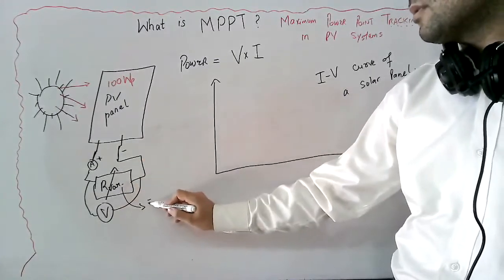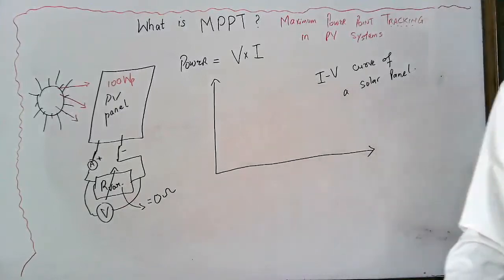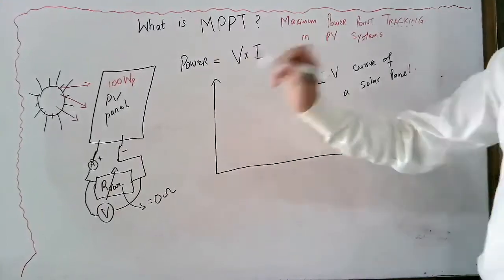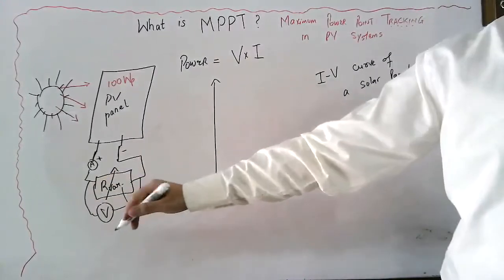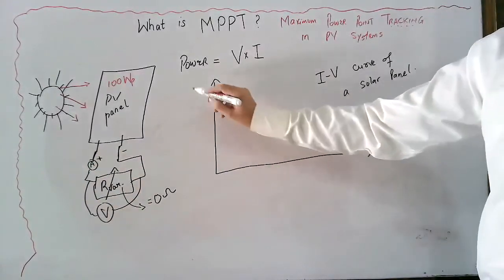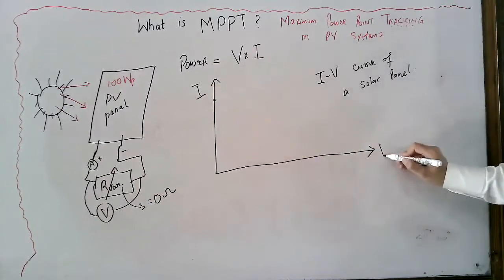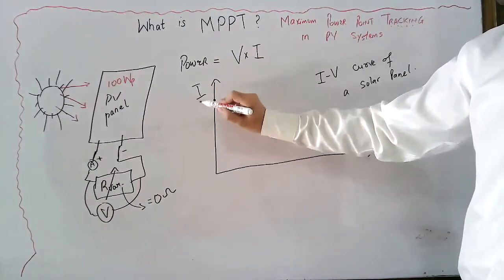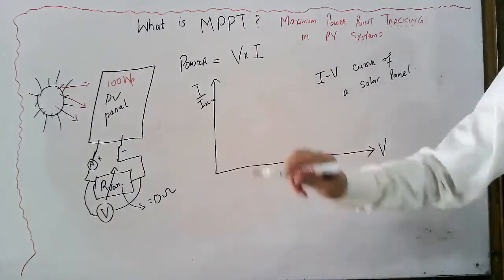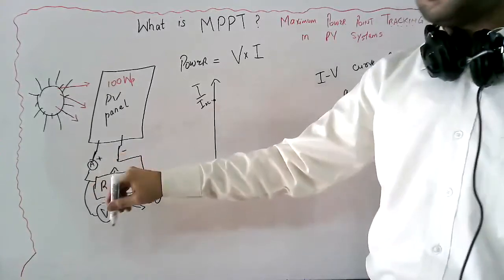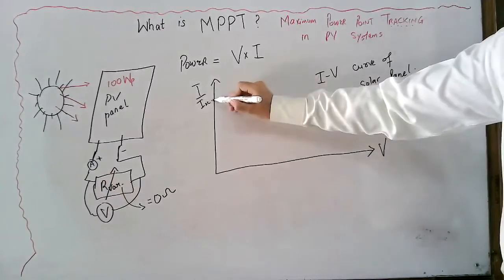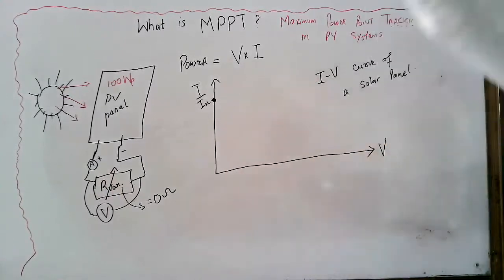At first, we set this variable resistance to 0 ohms. What will happen? The maximum current will flow. When the resistance is 0, there will be the maximum current. Let's say this is the I and this is the V. That current is known as I short circuit, the maximum current. At that time, the voltage is 0. So this is one of the points, known as ISC.